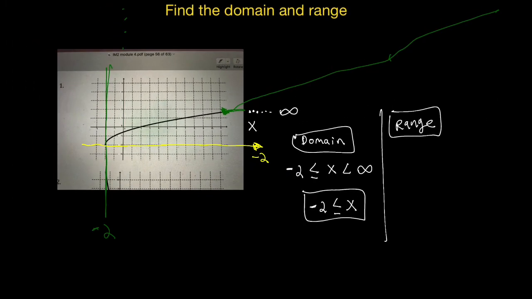So here the range is going to be, for any general y, we're going to have a lower bound of -2 less than or equal to y and less than infinity. So the range here is actually pretty much the same thing, -2 less than or equal to y.